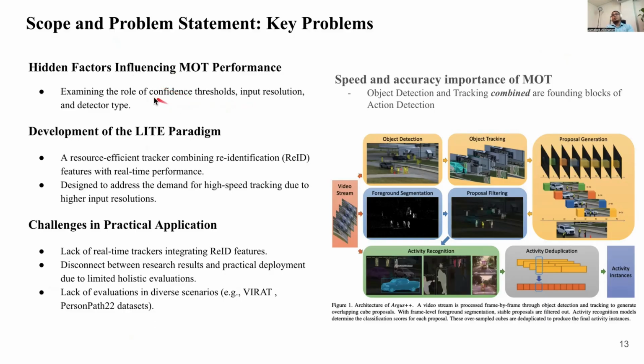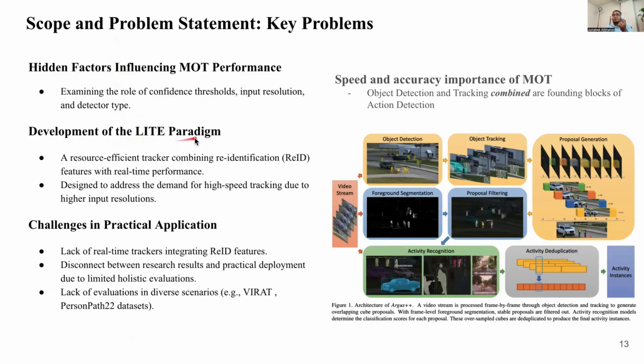And we show there are some really important factors such as confidence threshold, input resolution, and detector type. If you control those, you can get 2 times, 5 times better output. This is what this work really shows, okay? And then we also developed the LITE paradigm. We show how we developed this paradigm.